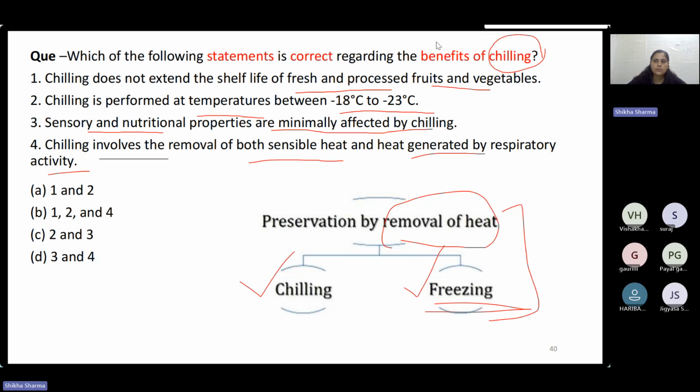What is the benefit of chilling? D, 3 and 4.